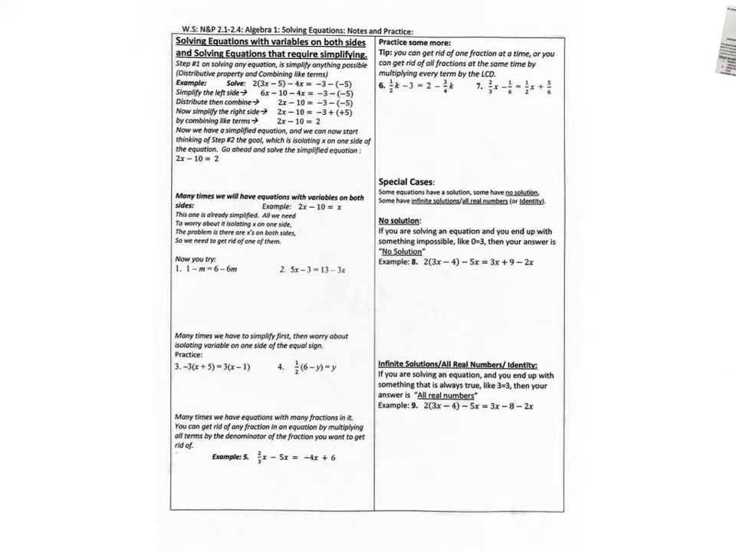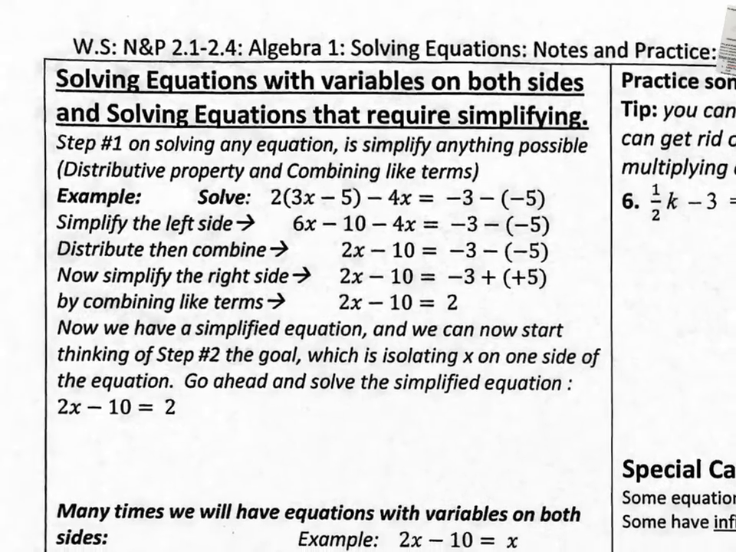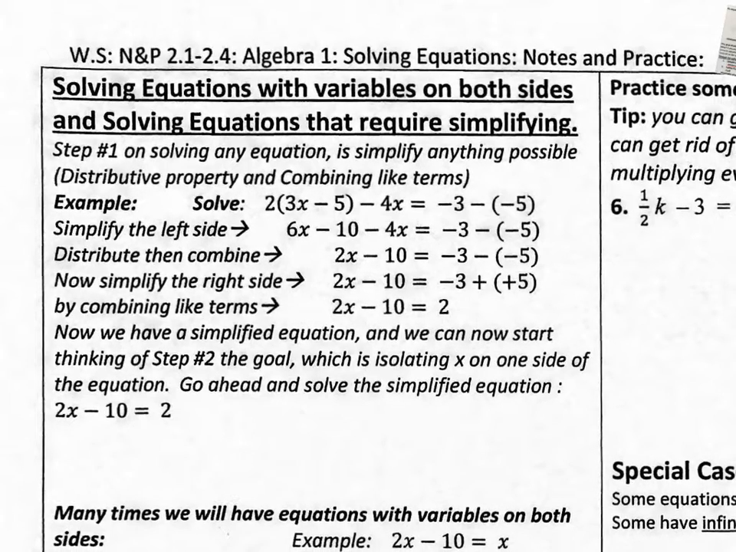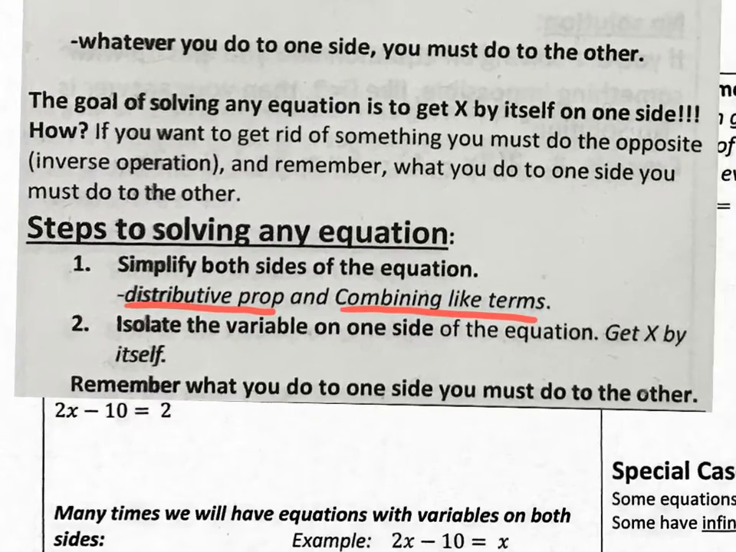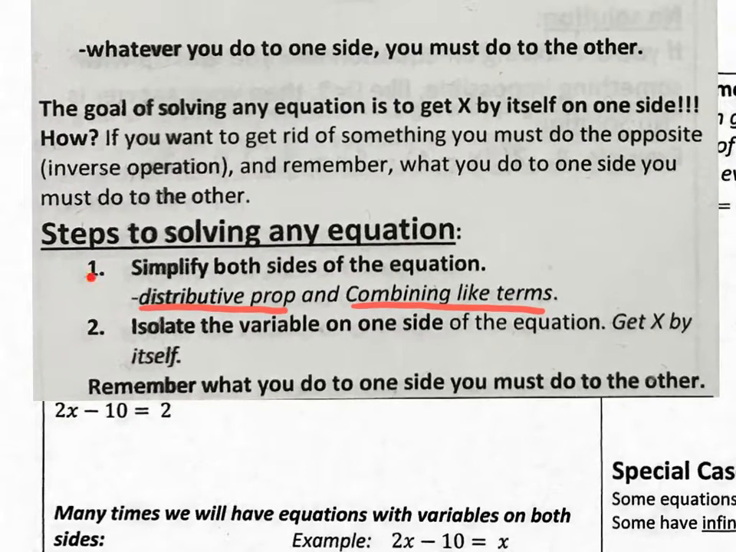So let's jump to the back side of our notes today. On the back side, we really have a multi-step equation that has variables on both sides and that requires simplifying. As you can see right here, again, our front side notes say that you have 2 steps. Step 1, simplify both sides of the equation.